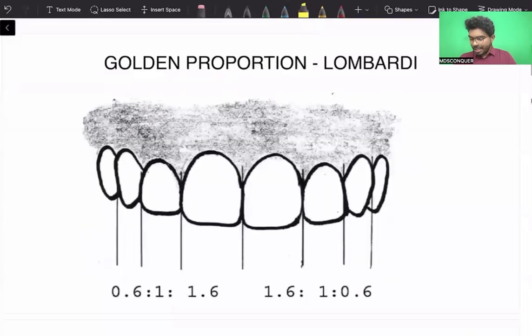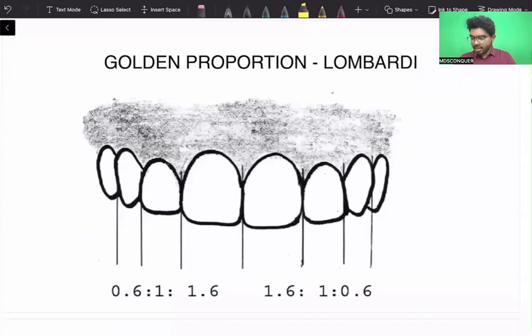Next concept: concepts related to smile designing. Can I know what is the percentage value you have to make a note of when I'm talking about golden proportion? What is the exact value of golden proportion? Yes, the exact value of golden proportion is 61.8%.